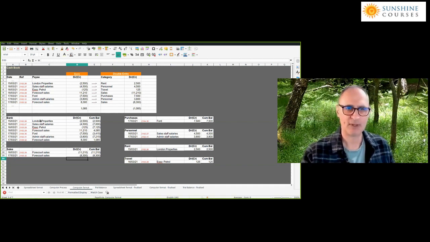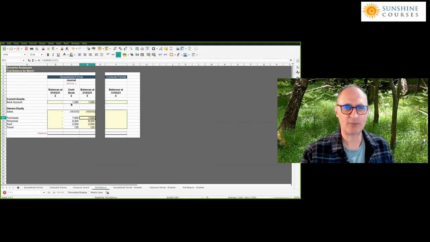So in the bank, the one thing we can tell is that the cumulative balance is £1,085. And if you remember, I added these up, so I can see from here this is correct. But I can't very easily see from here whether the staff salaries are correct. I'd have to go through each one of these categories individually and look it up in my head to check. Okay, so I'm now going to transfer these figures through to the trial balance.